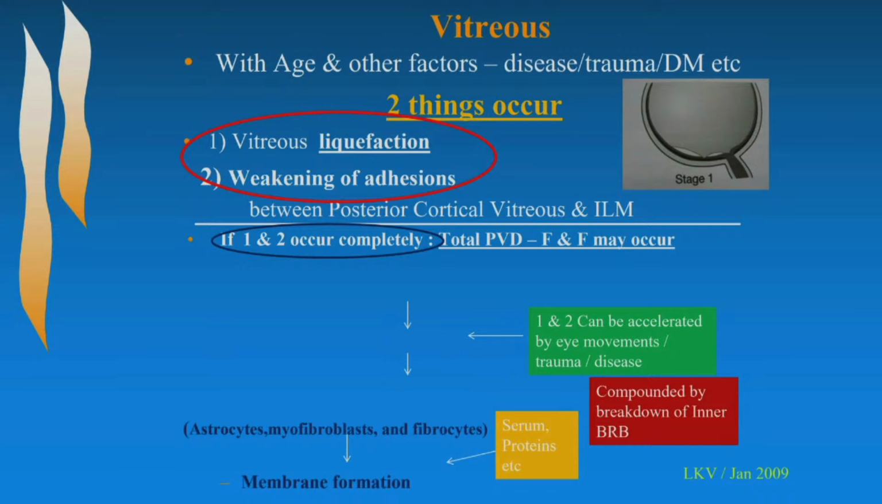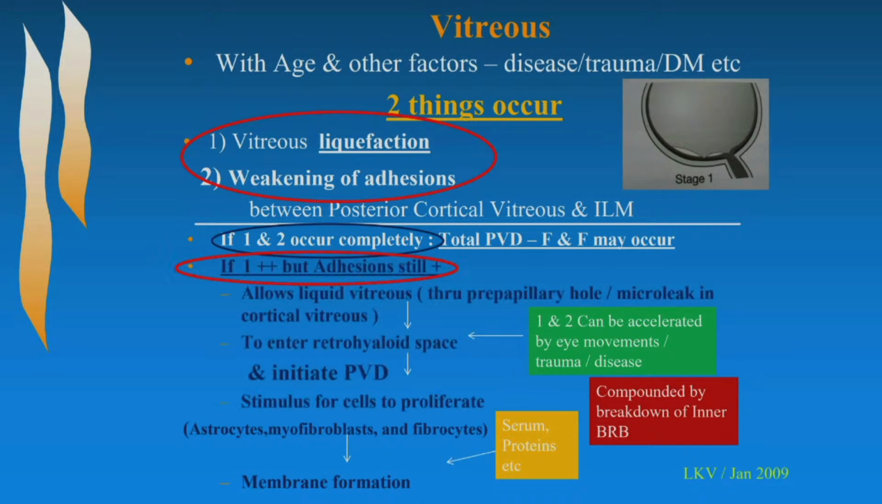And in this process of total PVD, you may have F and F, means flash and floaters may occur. And during this time, retina may get torn, you may get a horseshoe tear, or something may not happen. But if vitreous gets liquefied and adhesions are still plus, this will allow this liquefied vitreous to gain access to the retrohyaloid space. And this initiates a process of PVD, which is not complete. So this we call as anomalous PVD.